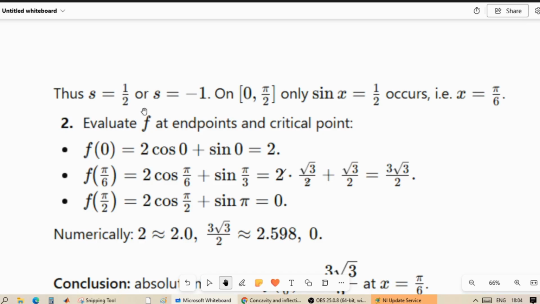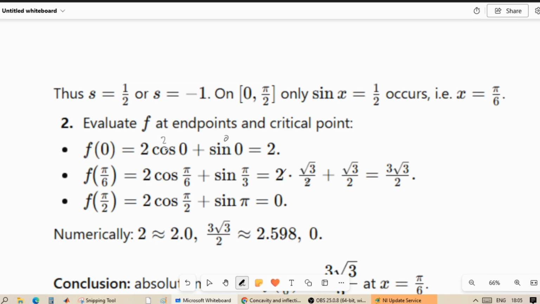Then we have to find f for the end points and also at x equal to pi by 6, that is a critical point. So we have to find the f value for 0 and pi by 2, those are the end points, and pi by 6. f of 0 is 2 cos 0 plus sin 0. Cos 0 is 1, so 2 into 1 is 2, and sin 0 is 0. So the value is equal to 2.